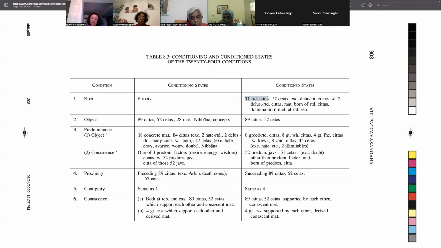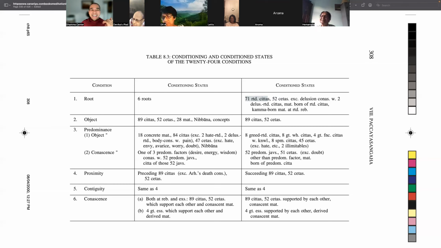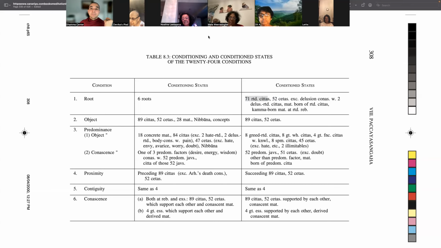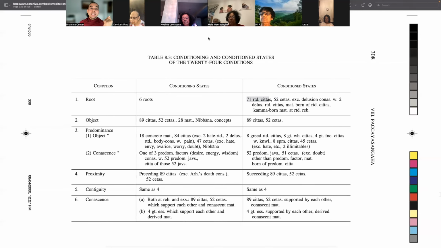Why? Delusion connascent with 2 delusion rooted chittas. We had 2 delusion rooted chittas, right? What are they? The one with doubt and the other one with restlessness. Yes, Uddhacca and Vicikiccha, isn't it? Why exclude delusion connascent with the 2 delusion rooted chittas? Because it has only one root. Why is that a problem? Why, because it has one root, are we taking it out?